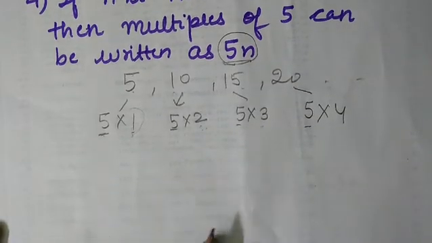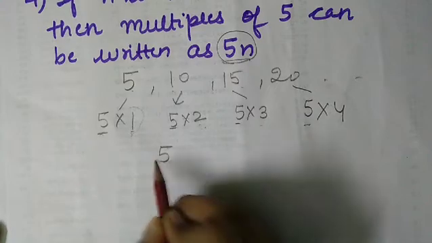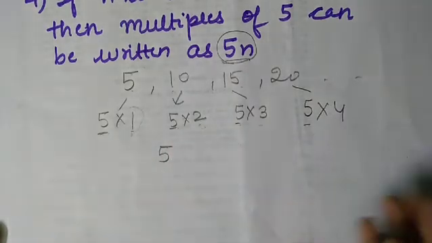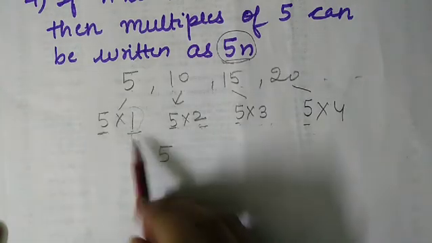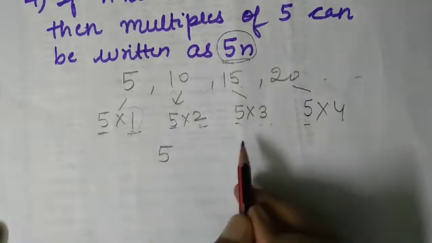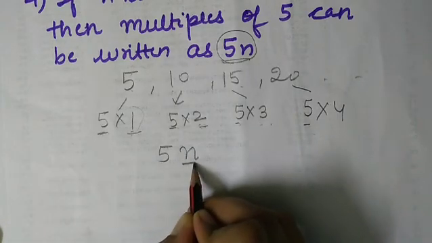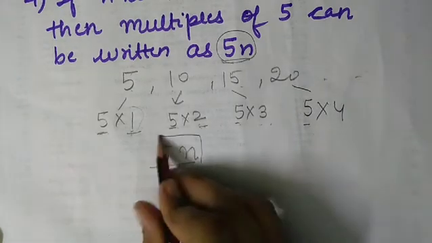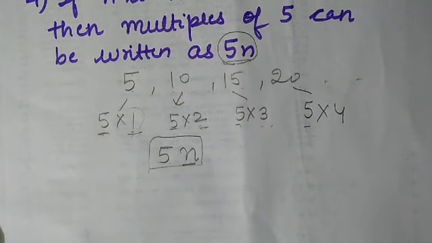So in general, we can write multiples of 5 as 5 because the first factor remains the same in the multiples of 5, and the second factor will keep changing from 1 to infinity. So it will be 5 into n. Here n is a natural number. So 5n will represent the sequence, or you can say the series, of multiples of 5.